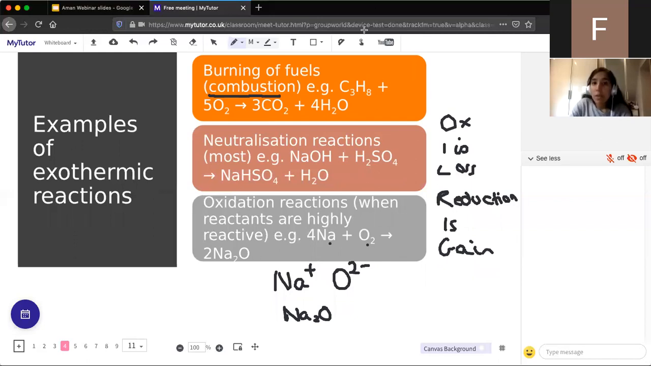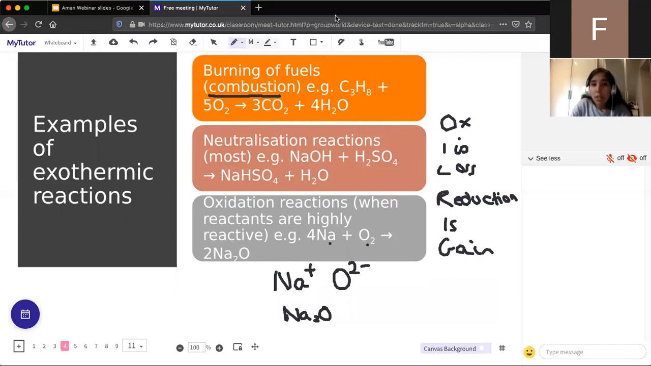So they're the 3 types of reactions that are always, well, most of them are always exothermic. I would remember combustion reactions if you're going to remember one, most neutralization, and the oxidation reactions, what I've put in brackets here is that it's usually when they're highly reactive.